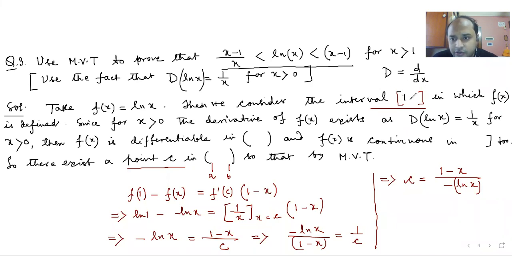x is greater than 1, so it should be 1 and x, and that should be 1 and x. Let's see what happens now. 1 and x, and 1 and x. Okay, if it is so, then quickly let us change these things. I can write it as f(x) minus f(1) equals f'(c) times (x minus 1).